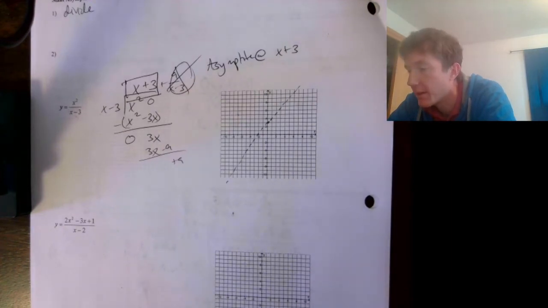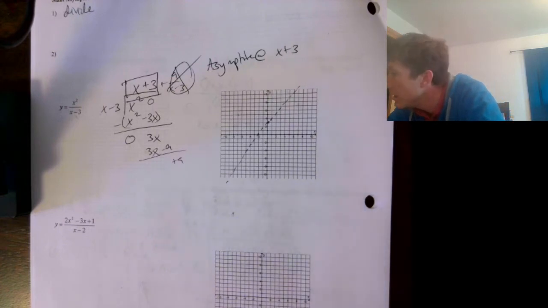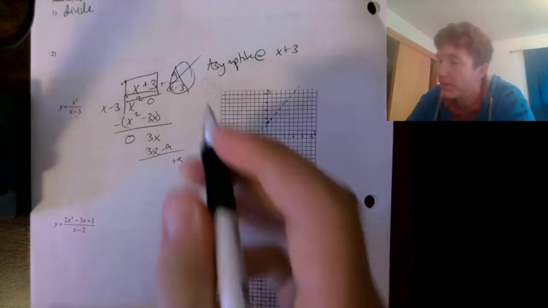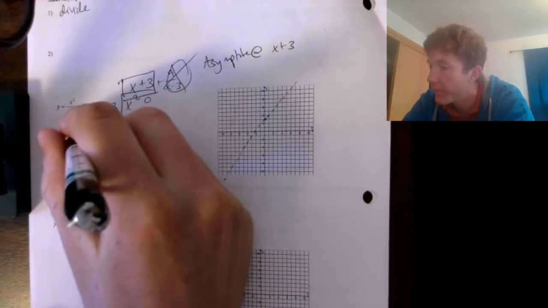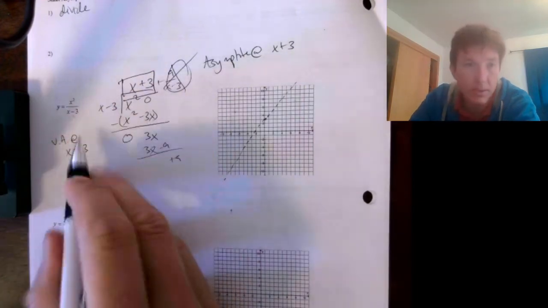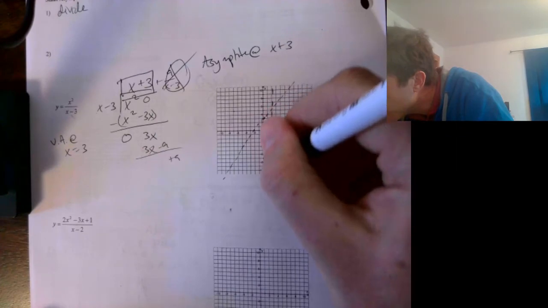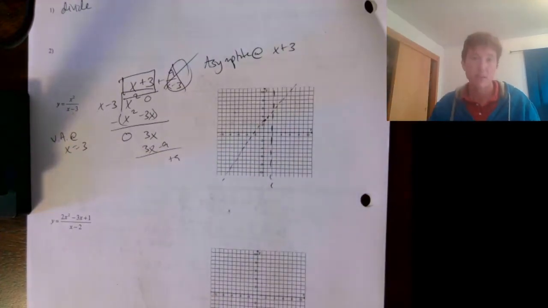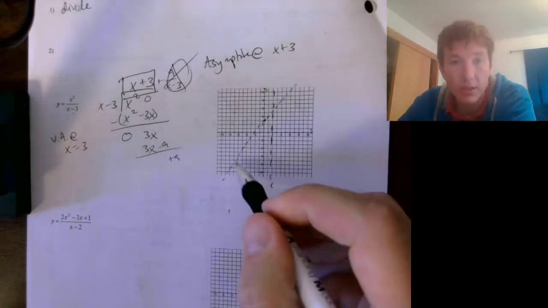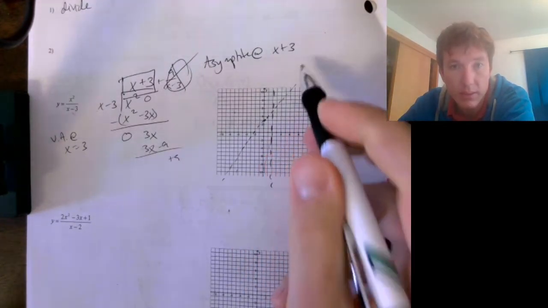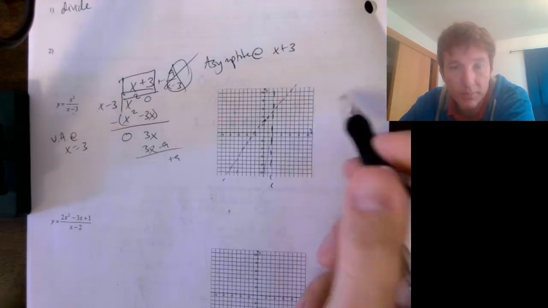And then let's try and figure out how this graph might look. Do we have any other asymptotes here? I have a vertical asymptote at x equals 3. That's from here. Okay, there we go. So our graph is either going to go from here and here, or it's going to look like this.